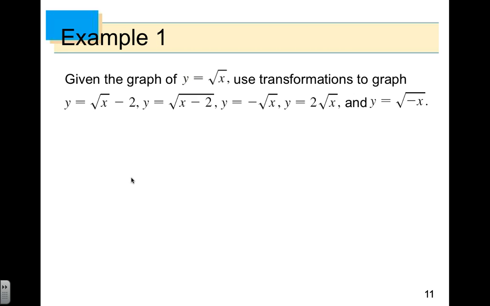So in your notes, you're going to graph y equals the square root of x, and we're going to transform it with these 4 transformations. So y equals the square root of x minus 2, where the 2 is included in the function, the negative square root of x, 2 times the square root of x, and y equals the square root of negative x.